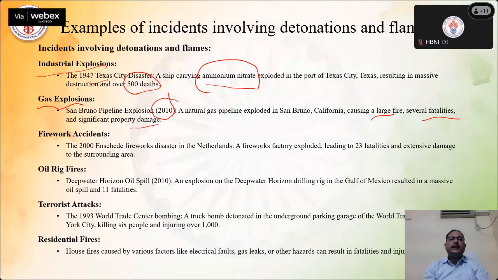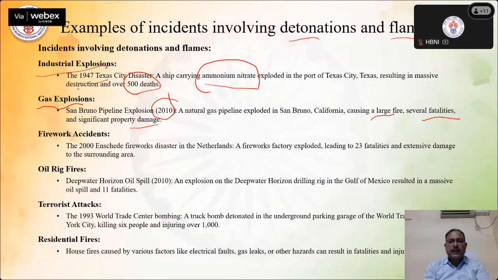We can easily read the case studies. We only have to search San Bruno pipeline explosion 2010, and we will get n number of materials on the internet. We can understand. I am only giving the examples and relating them to detonation and flames and the consequences of detonation and flames. Third is firework accidents.